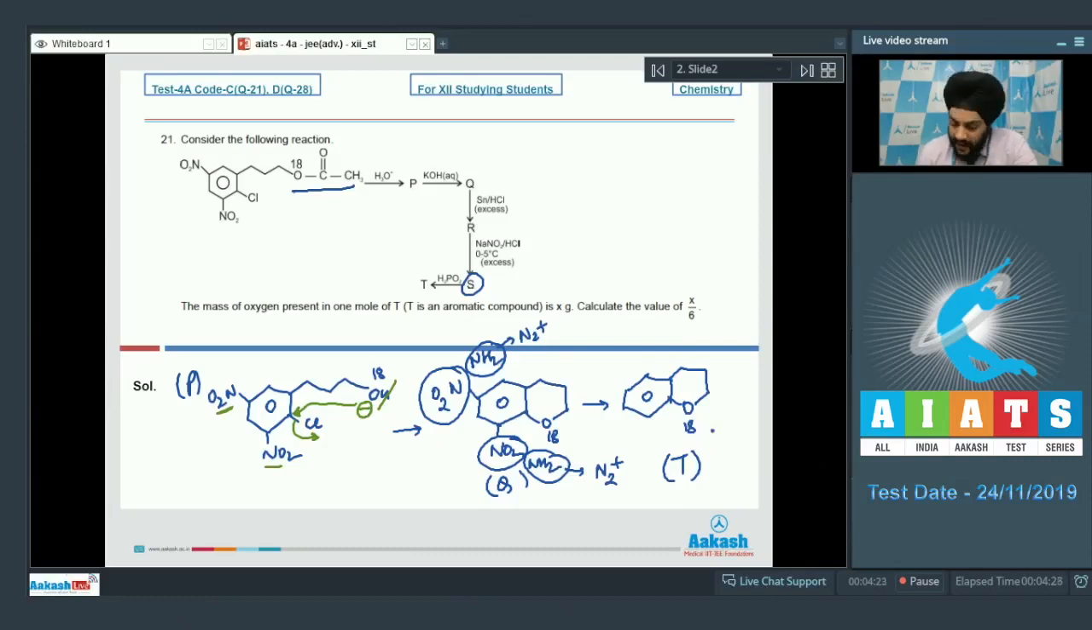And if we talk about the mass of oxygen present, there is only one oxygen present and its mass is equal to 18 grams. So the value of x is equal to 18. Now since we have to report the value of x by 6, it has to be reported as 3. So students, the answer to question number 21 is 3. Let us look at the next question now.